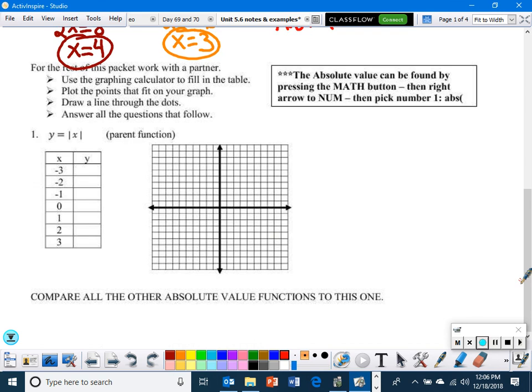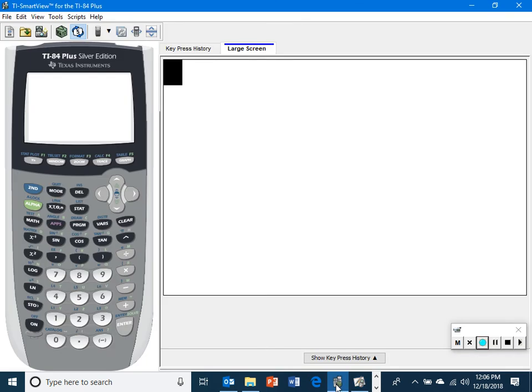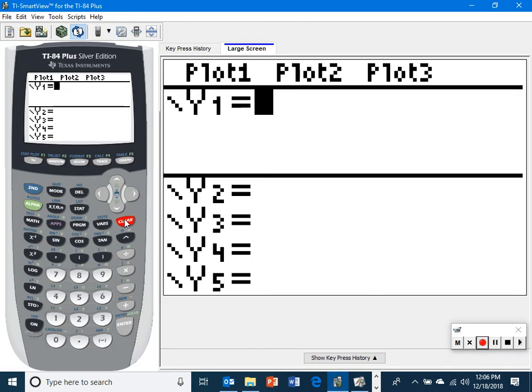So we're going to type these in like we did the other packets. We're going to type in the absolute value of x. So I have to show you where the absolute value is. Let's go to our calculator. Go to your y equals. Now, it's going to look a little bit different if you've got a newer calculator than an older calculator, but it should be pretty self-explanatory on what you need to do.